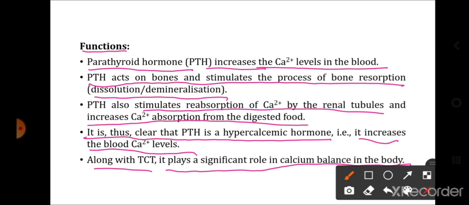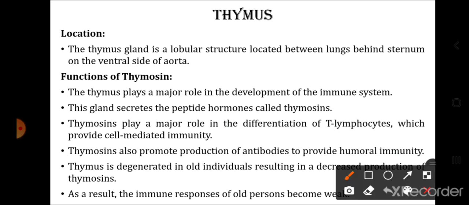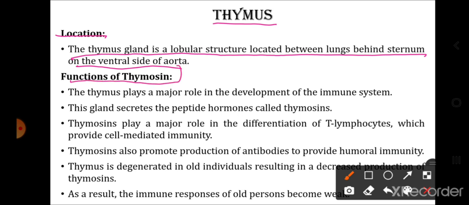जब कैल्शियम का लेवल डिक्रीज होगा तो पैराथॉर्मोन का सिक्रेशन होगा, जब कैल्शियम का लेवल इंक्रीज होगा तो थायरोकैल्सिटोनिन का सिक्रेशन होगा. Now the next gland is the thymus gland. So its location. The thymus gland is a lobular structure located between the lungs, behind the sternum, on the ventral side of the aorta. Now it secretes the hormone called as thymosin.